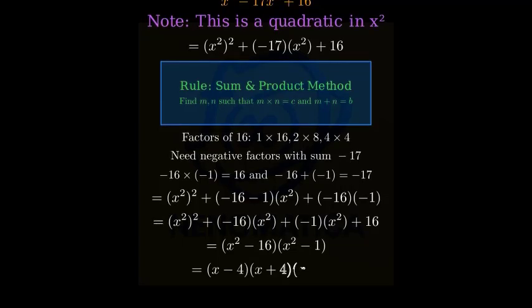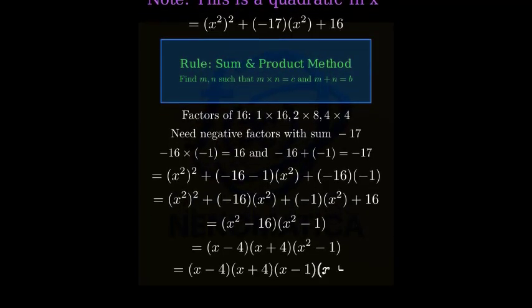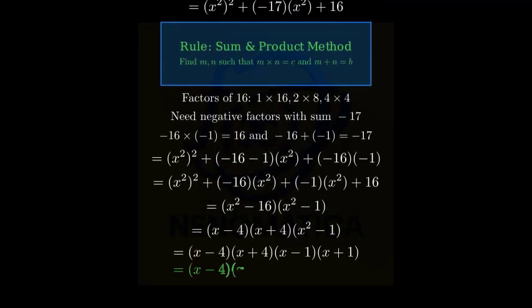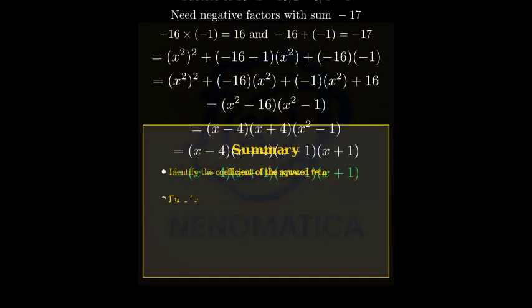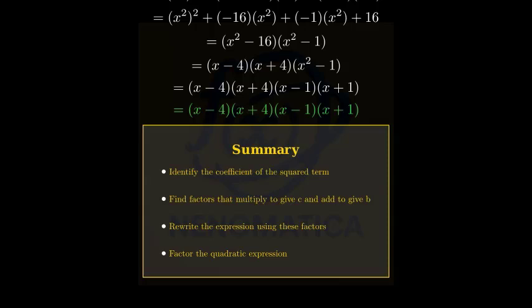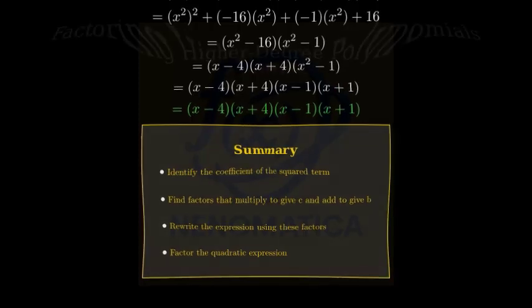We can factor further. x squared minus 16 can be written as x minus 4 times x plus 4. And x squared minus 1 can be written as x minus 1 times x plus 1. So our final factored form is the product of x minus 4, x plus 4, x minus 1, and x plus 1. Let's summarize what we've learned about factoring quadratic expressions. First, we identify the coefficient of the squared term and rewrite the expression in standard form. Then, we use the sum and product method to find factors that work together.